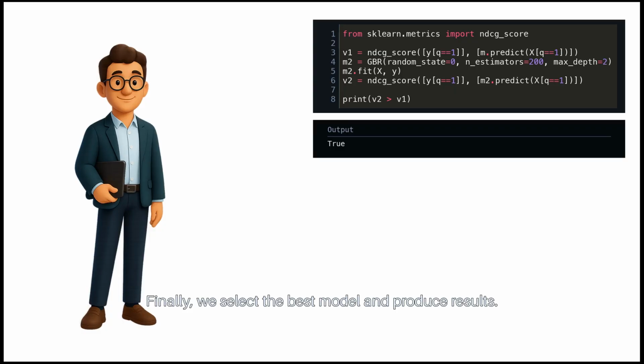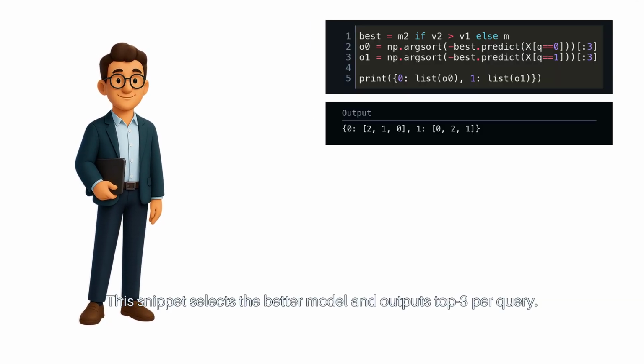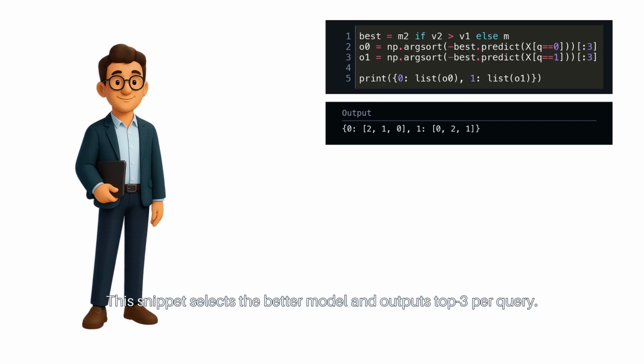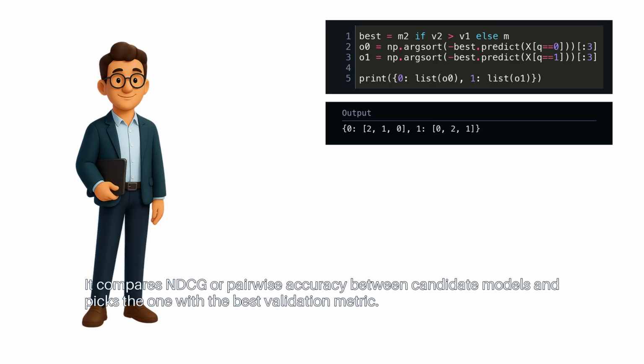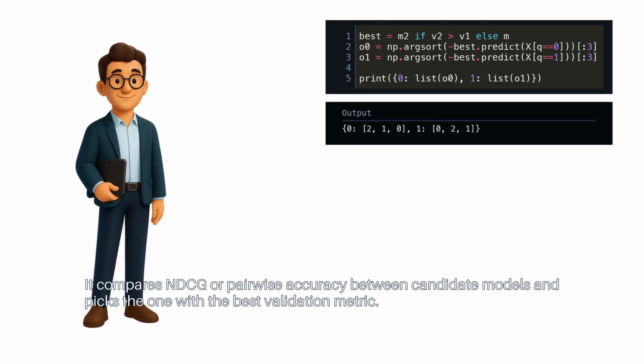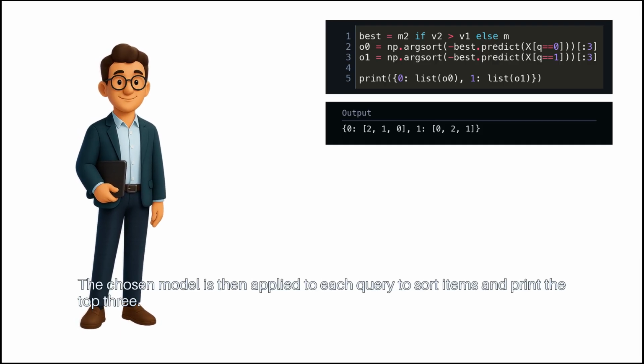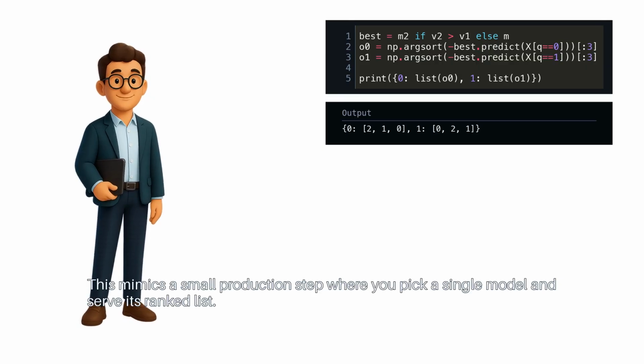Finally, we select the best model and produce results. This snippet selects the better model and outputs top 3 per query. It compares NDCG or pairwise accuracy between candidate models and picks the one with the best validation metric. The chosen model is then applied to each query to sort items and print the top 3. This mimics a small production step where you pick a single model and serve its ranked list.